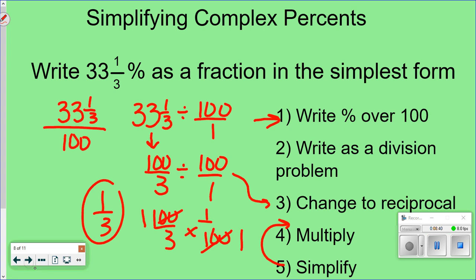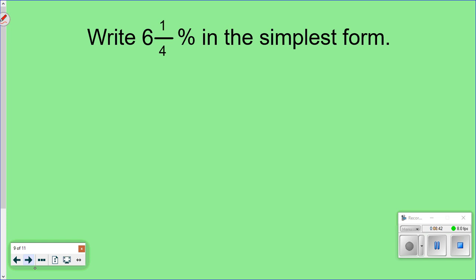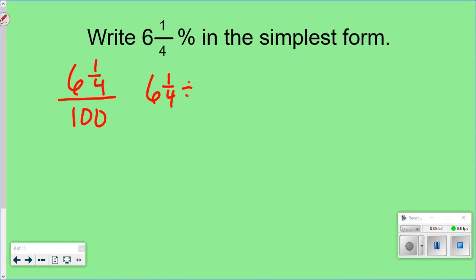And let's just do one more, or a few more of those. So write 6 1/4% in the simplest form. So first step, if it's a percent, I'm going to write it over what number? I hope you said 100. Okay, first step, down. Second step, writing it in a division problem, horizontally.